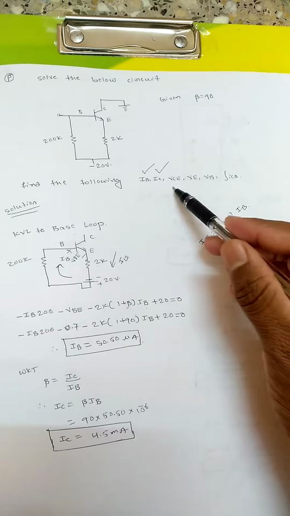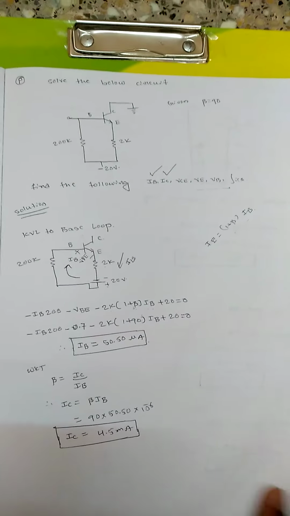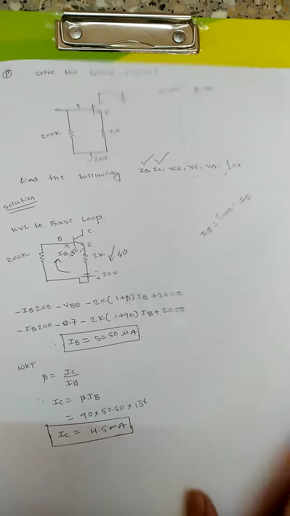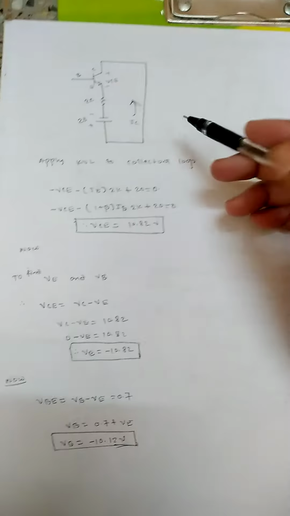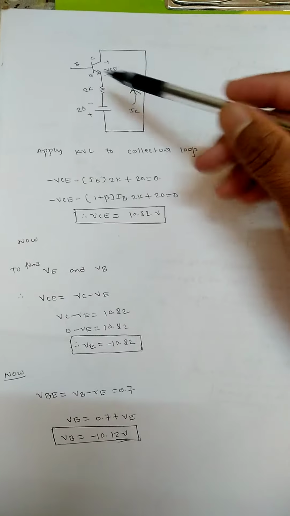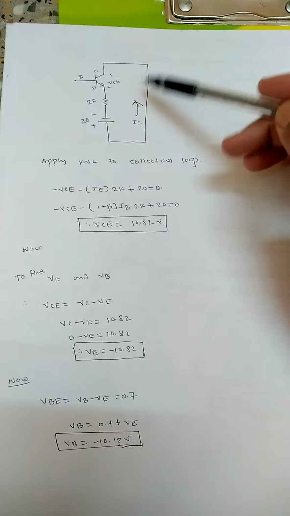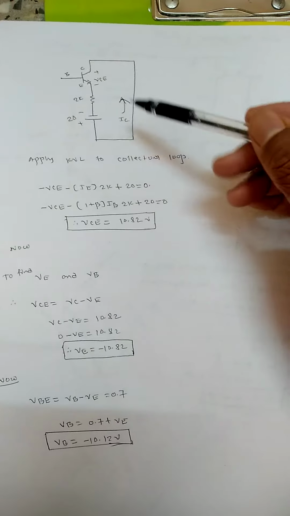Now we need to find the voltages. To find voltages, as I have said, we need to apply KVL at the collector loop. This is the circuit where the base has been removed. I have not written the base as we need only the collector part. So this is the circuit.